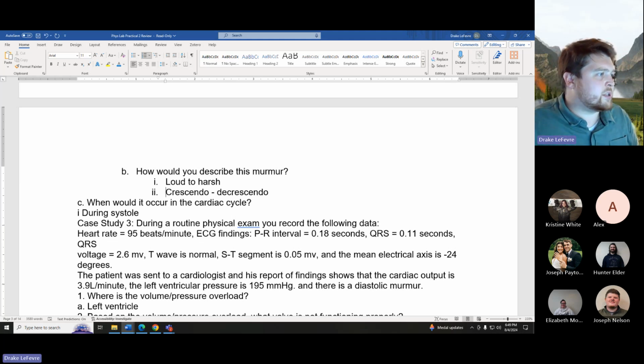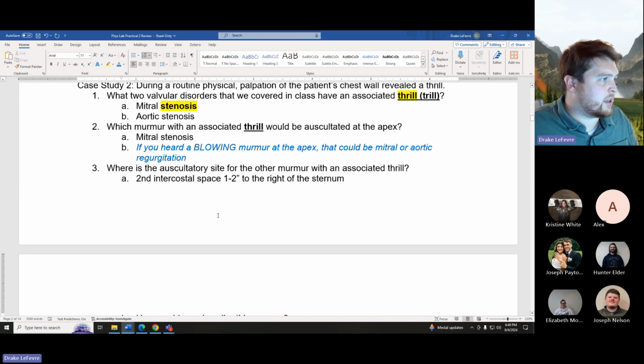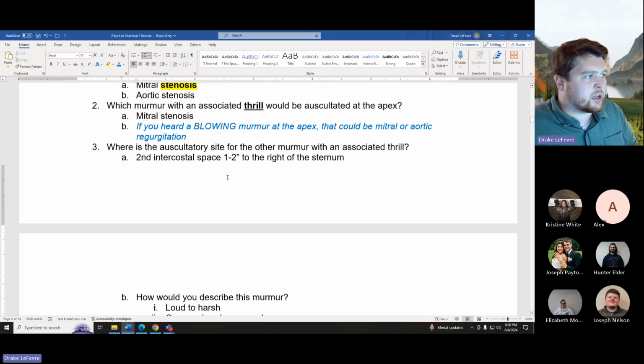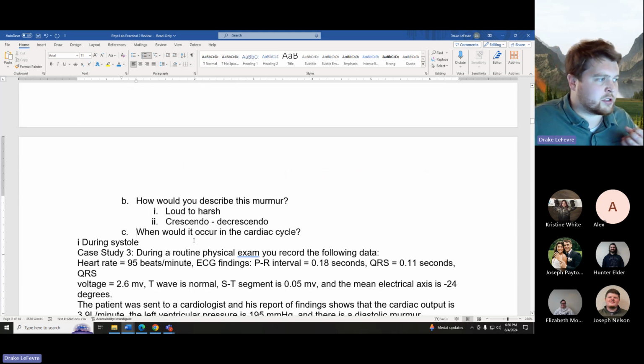Describing this as loud to harsh, crescendo, decrescendo, when would it occur in the cardiac cycle? Again, we want to stop and think. The other member with the associated thrill is the aortic stenosis. When is the aorta supposed to be open? During systole.